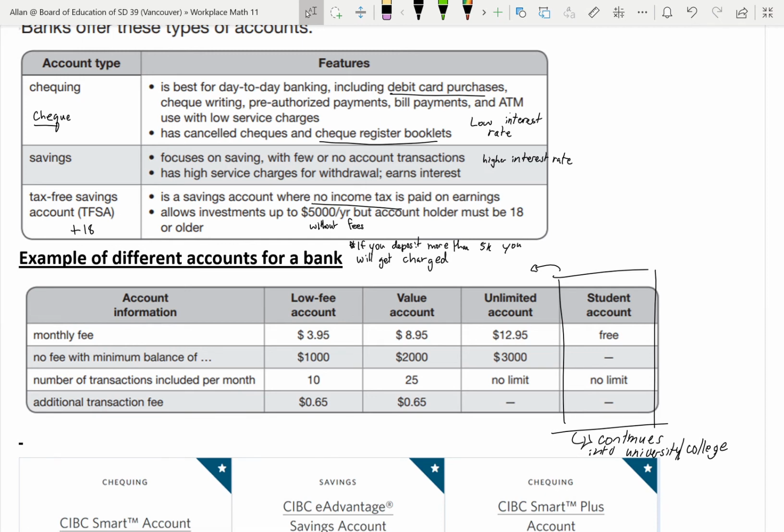So a couple things. There's a monthly fee associated with most banks. So they have 3 different accounts. They've got a low fee account, a value account, and an unlimited account. So per month, you are paying either $3.95, so $4, $8.95 or $9, or $13.95 or $13. And then we're going to skip row 2. Number of transactions included per month, 10. So these include things like debit, or ATM, or bills. Basically, you are allowed to do this many things with your bank account.